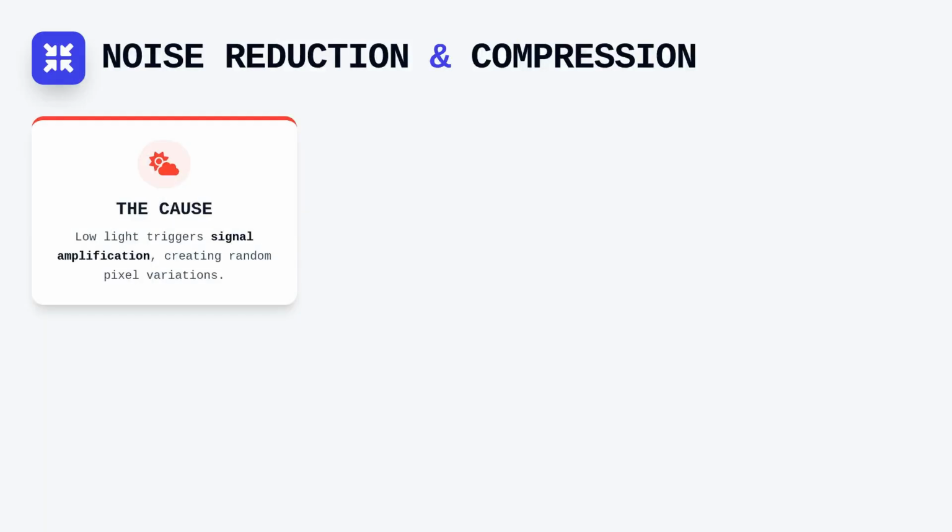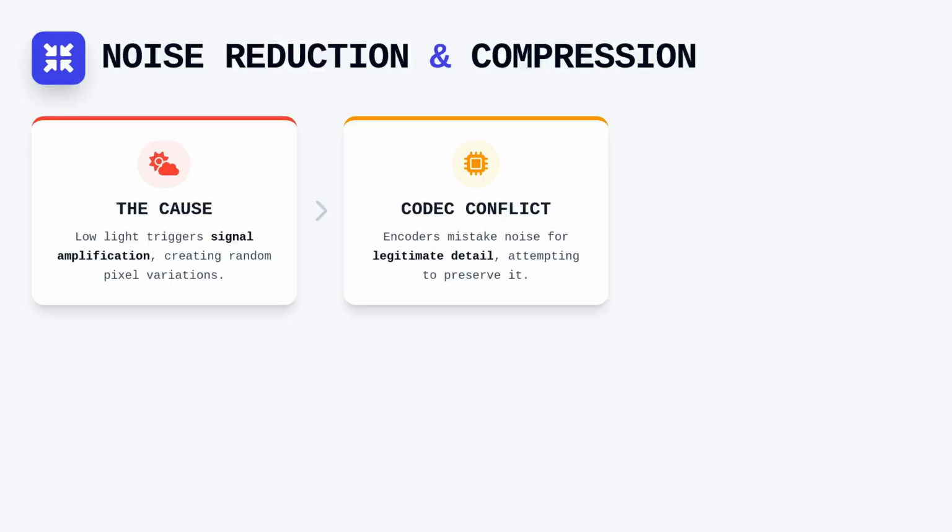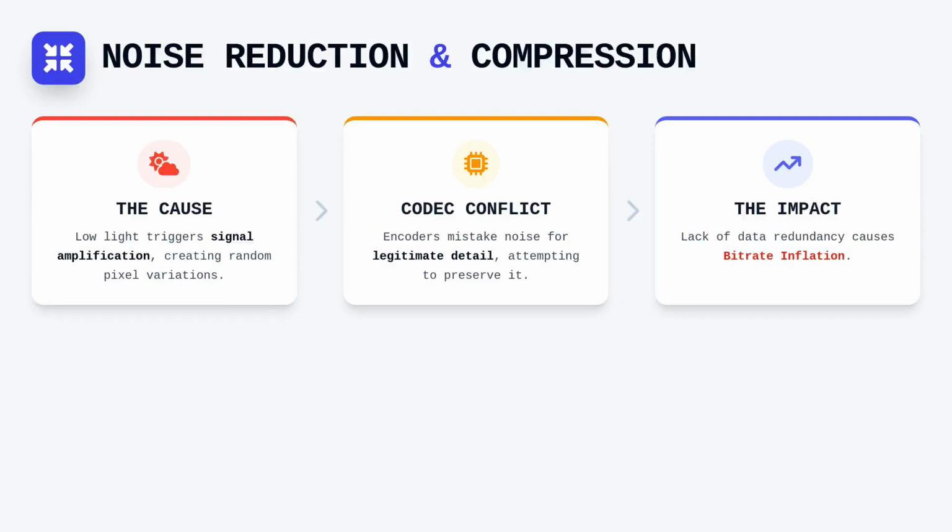Because these variations are non-periodic and random, they present a significant challenge for video compression codecs, which mistake this high-frequency noise for legitimate image detail. Consequently, the encoder attempts to preserve this noise, leading to an inflation of the output bitrate because the compressor cannot effectively categorize the data as redundant.